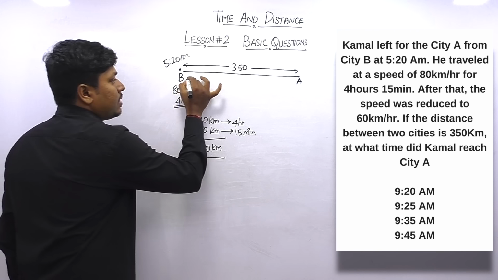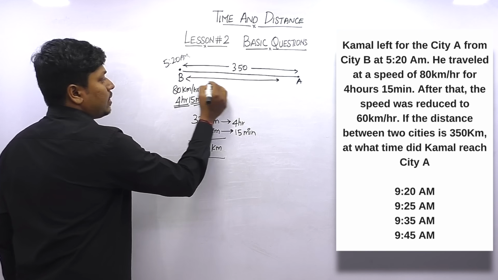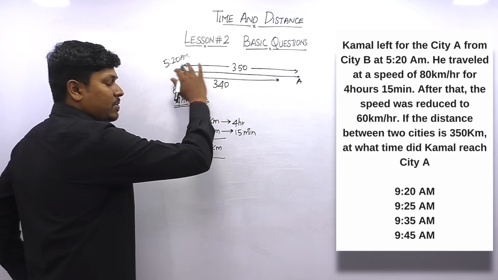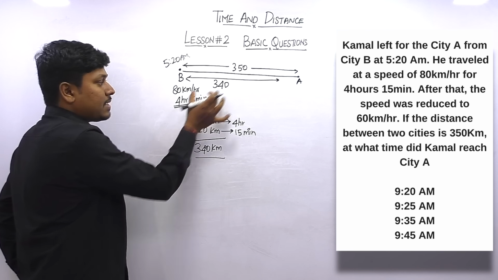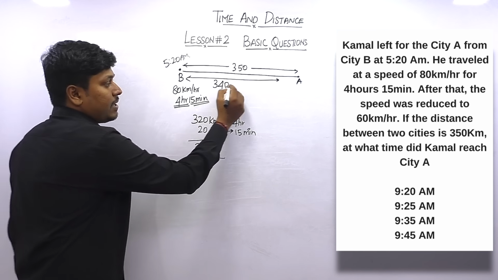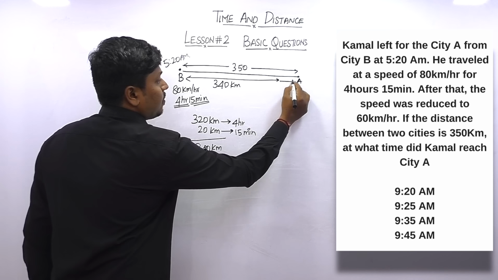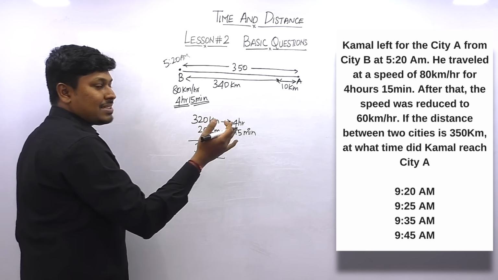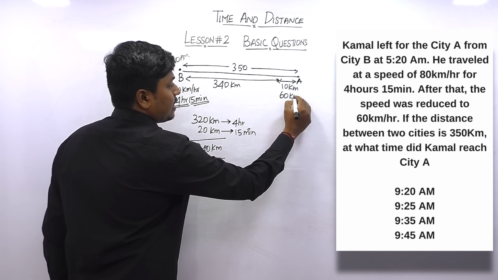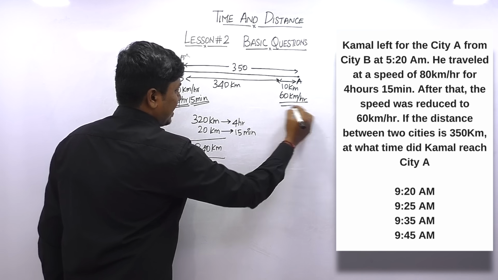From this point, Kamal has traveled 340 kilometers, and we already know that the total distance is 350. From the given time 4 hours 15 minutes, Kamal traveled 340 kilometers, right? Still how many kilometers are remaining? Only 10 kilometers are remaining. And now he reduced the speed to 60 kilometers per hour. 60 kilometers per hour. And listen carefully.